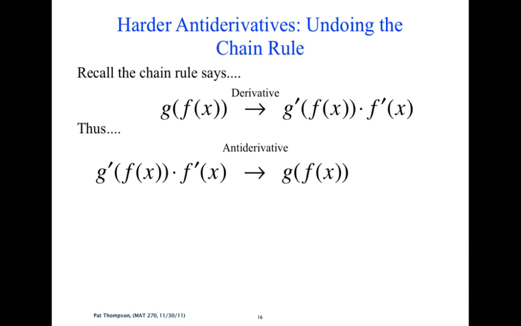So if we're going to undo this, this is what it's going to look like. We're going to start with something like g prime f of x, f prime of x, and we want to recover g of f of x. Make sense?